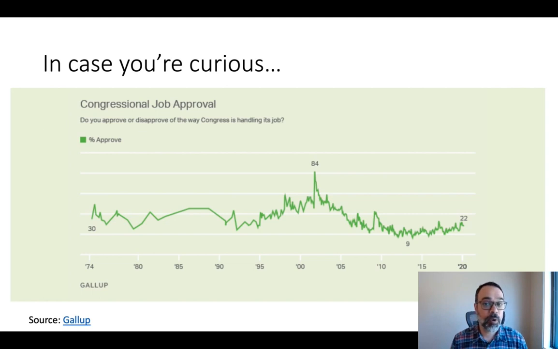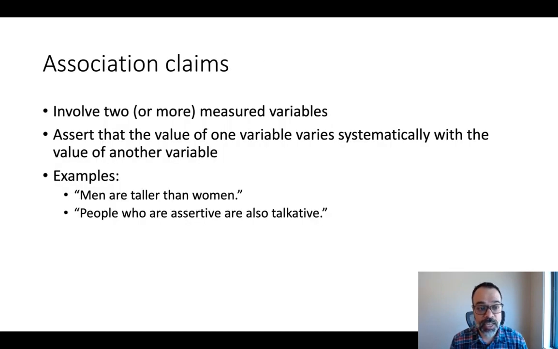The second kind of claim I want to talk about is an association claim. Association claims involve two or sometimes more measured variables, and they assert that the value of one variable varies systematically with the value of another variable. So an example of that might be men are taller than women. So one variable would be the sex of people, men, women. Another variable would be height. And so we're making a claim that sex is associated with height.